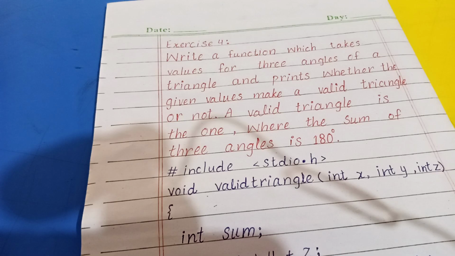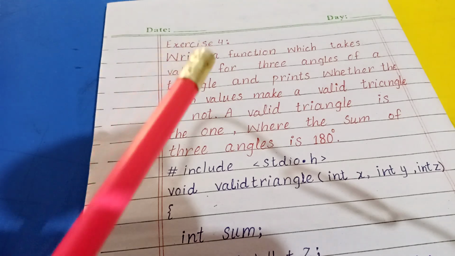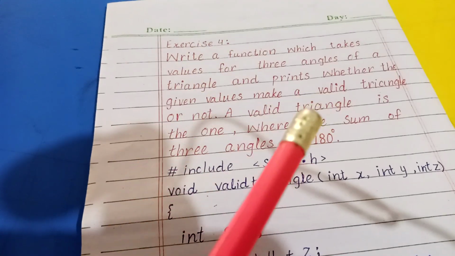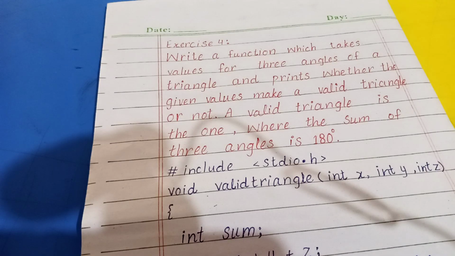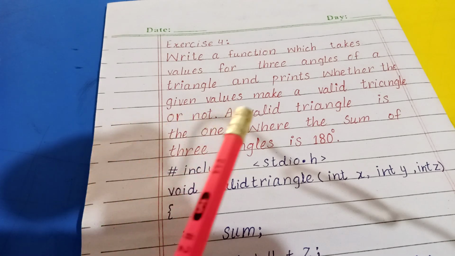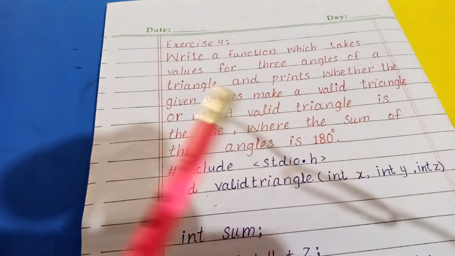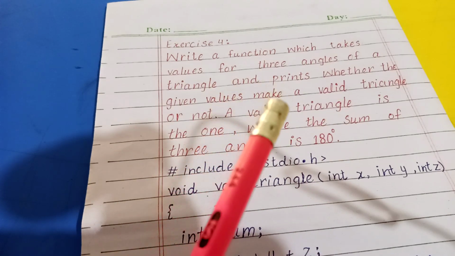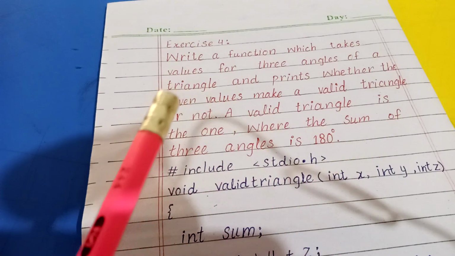Today our topic is exercise 4, which is from chapter number 5, functions, and you can see the statement, which is: write a function which takes values for 3 angles of a triangle. As we already know, a triangle has 3 sides. Basically, a triangle has 3 angles, and the function prints whether the values given make a valid triangle or not.